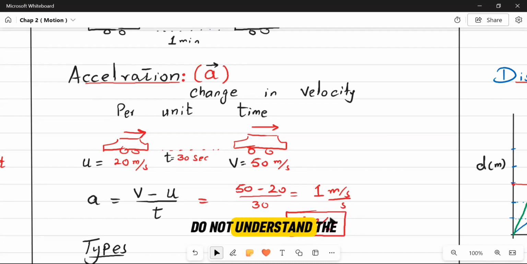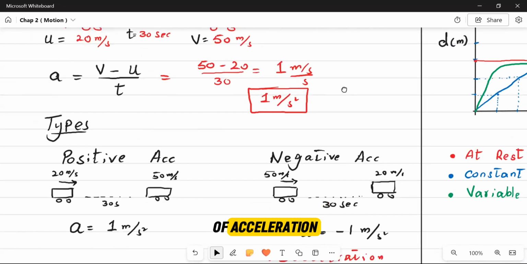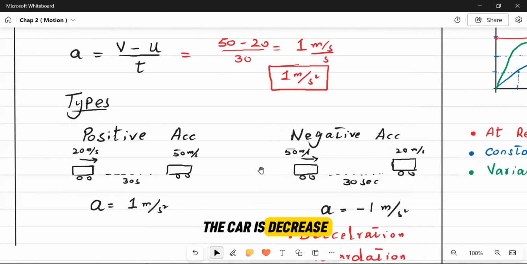Understand the meter per second square. You know that the unit of speed is meter per second, divided by second. Meter per second per second. So it is meter per second square. There are two types of acceleration. Sometimes the velocity of the car is increased, sometimes the velocity of the car is decreased. So acceleration may be defined as positive acceleration or negative acceleration.